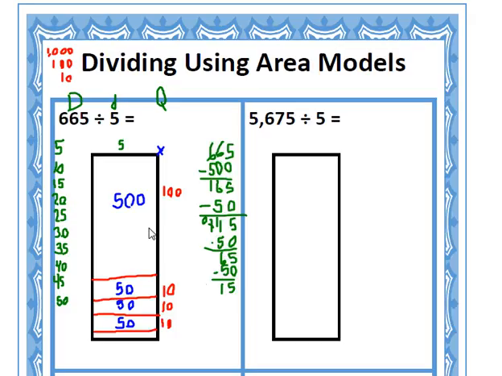Now I can't do 10 anymore because 10 times 5 is 50, and 50 is larger than that. But 50 is one of my multiples of 5. 1, 2, 3. So what times 5 is 15? 3. So I'm going to put 3 right here. And then 5 times 3 is 15. So I put 15 in the box. Now I subtract 15 from 15, having a difference of 0.